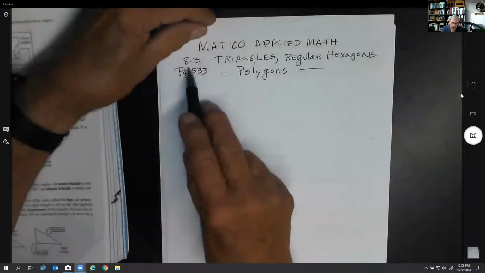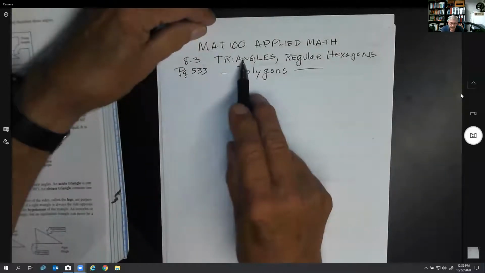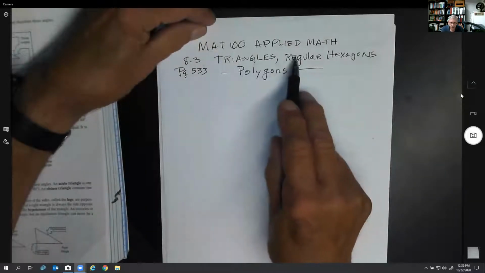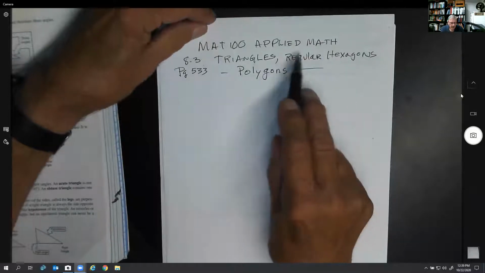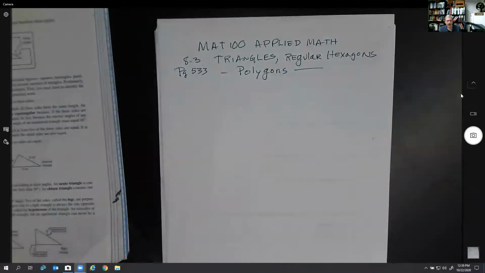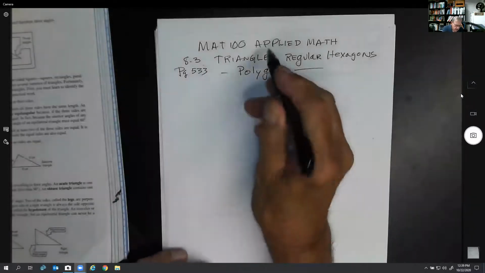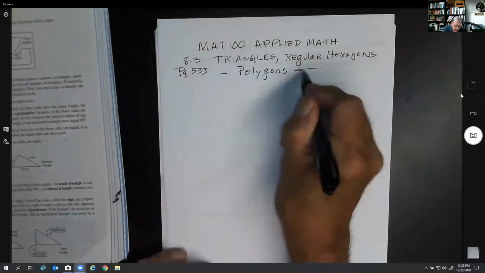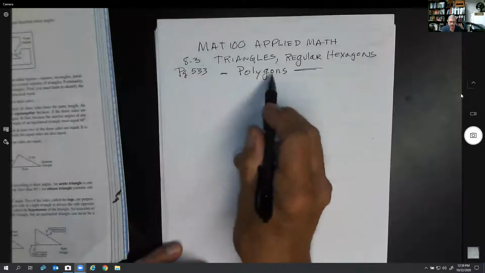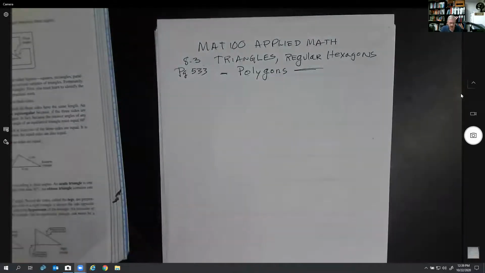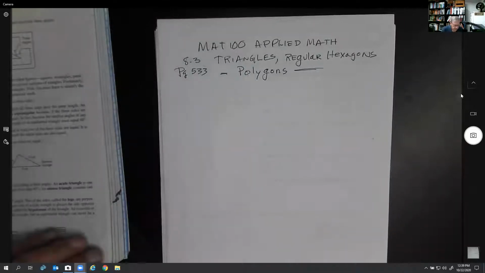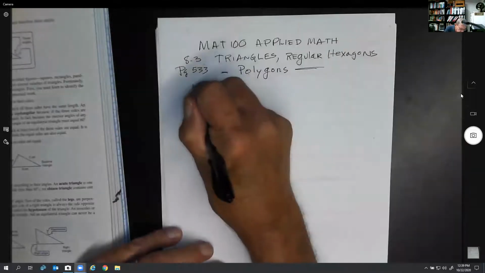In this section 8.3, we're going to discuss triangles, regular hexagons, and various other objects. These can be grouped together as called polygons. Polygons, many-sided figures. So even rectangles fall into that category. Triangles, any three-sided, four-sided, five-sided, six-sided figure, and etc. So let's look at triangles first.